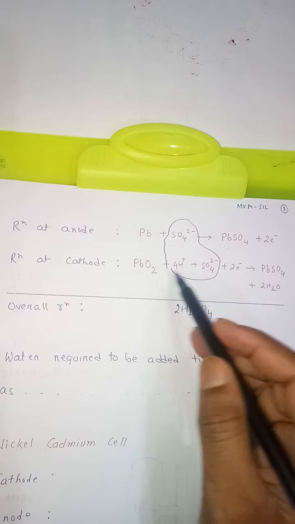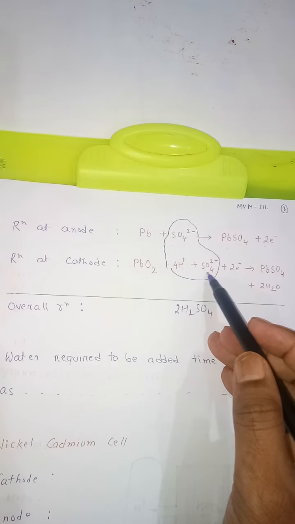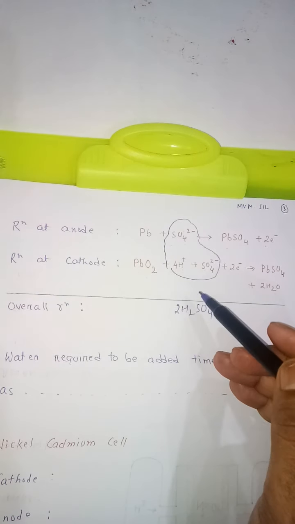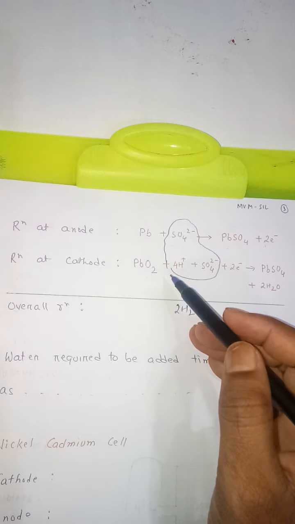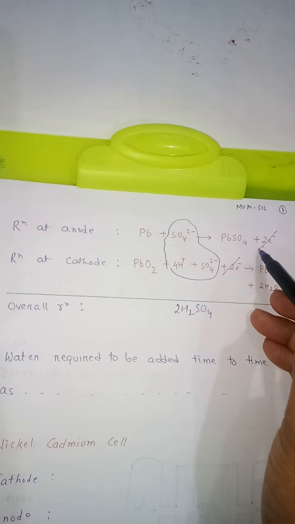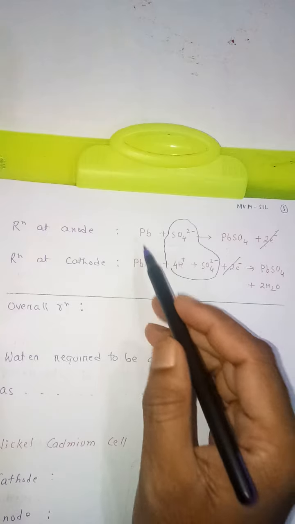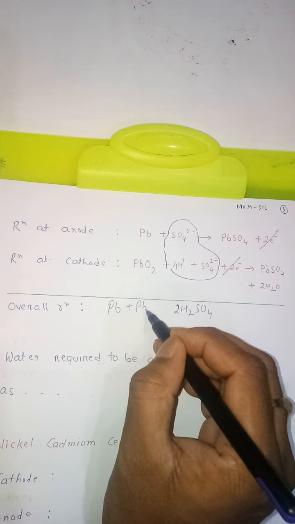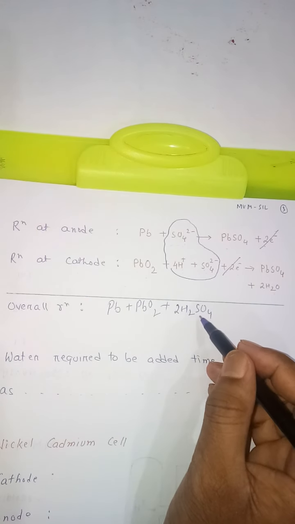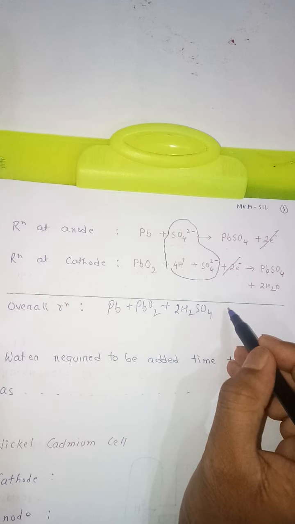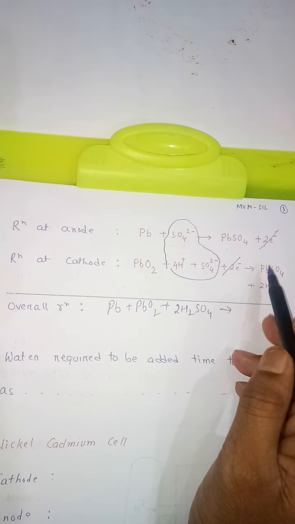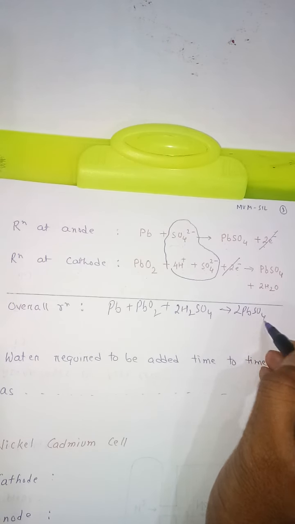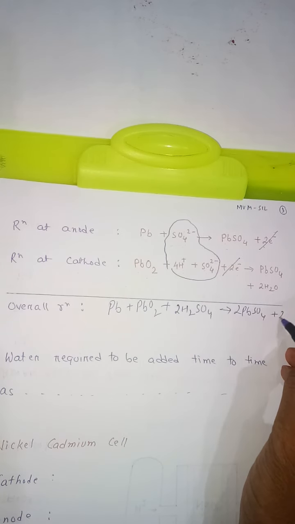Now PbO2 at the cathode reacts with 4H+, SO4 2- and 2 electrons to give PbSO4 plus 2 water. If you add those two reactions for the overall reaction, the 2 electrons cancel. So if you add Pb plus PbO2 plus 2H2SO4, that gives 2PbSO4 plus 2 water.